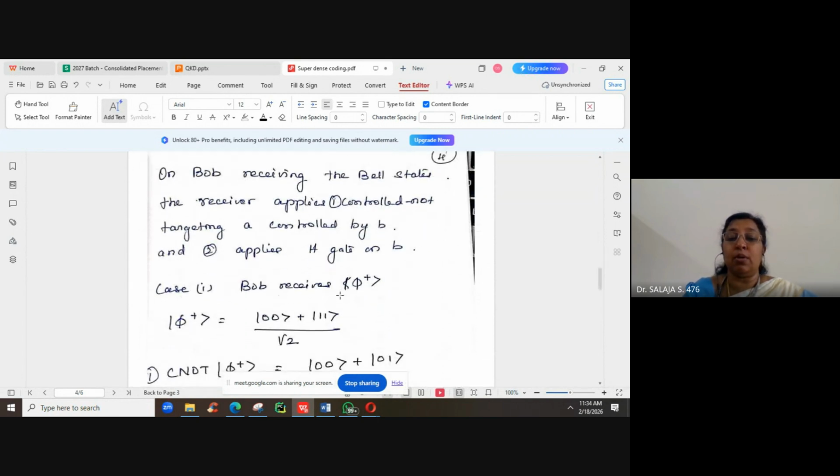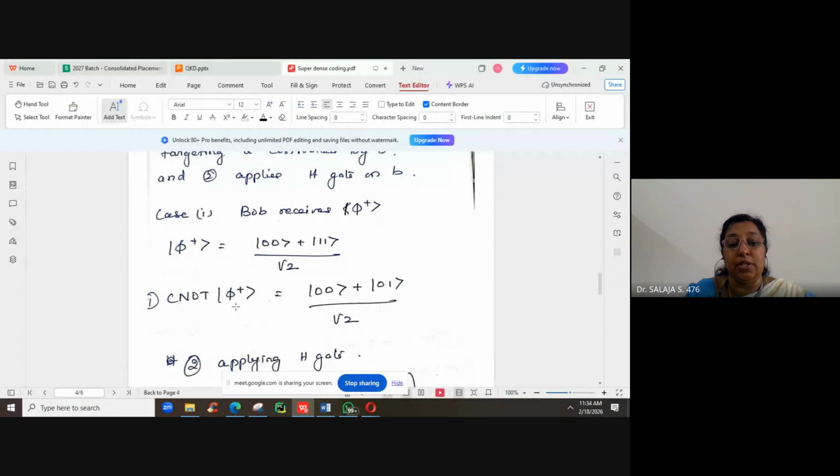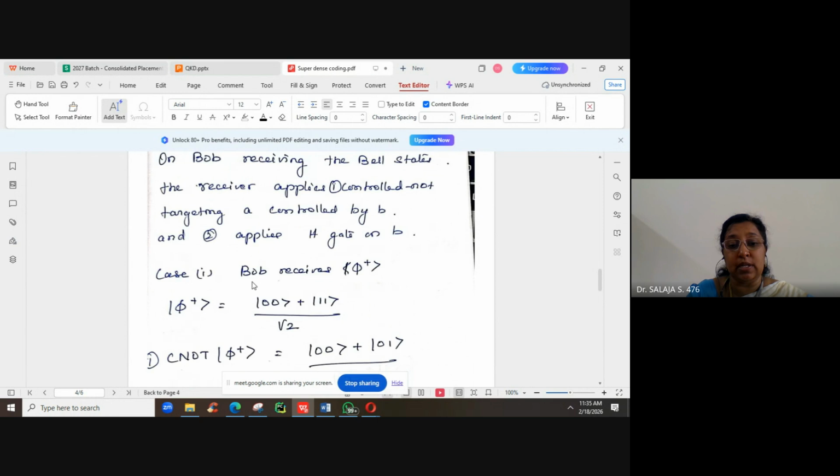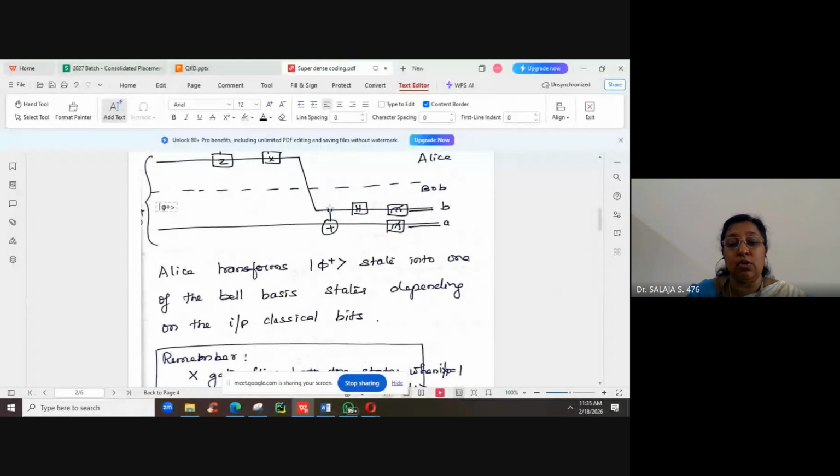First, we'll talk about psi plus. Psi plus undergoes a CNOT operation. Now, if the second bit is 1, you flip the first bit. That is what a controlled NOT operation is, because the target is the second bit and the control operation comes on the first bit. This is the control bit and the next one is the target bit.